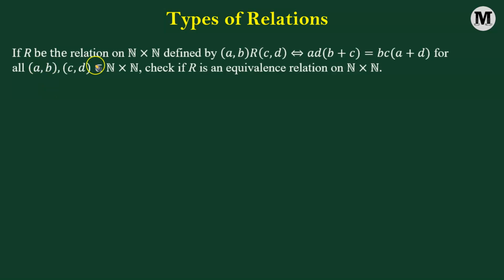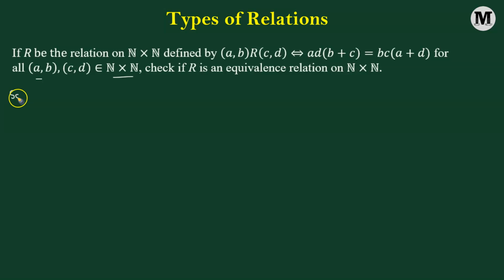If R is the relation on the Cartesian product of N with itself, where N represents the set of natural numbers, defined by (a, b) is related to (c, d) if and only if ad(b + c) = bc(a + d) for all ordered pairs (a, b) and (c, d) belonging to the Cartesian product of N with itself, we need to check if R is an equivalence relation or not.